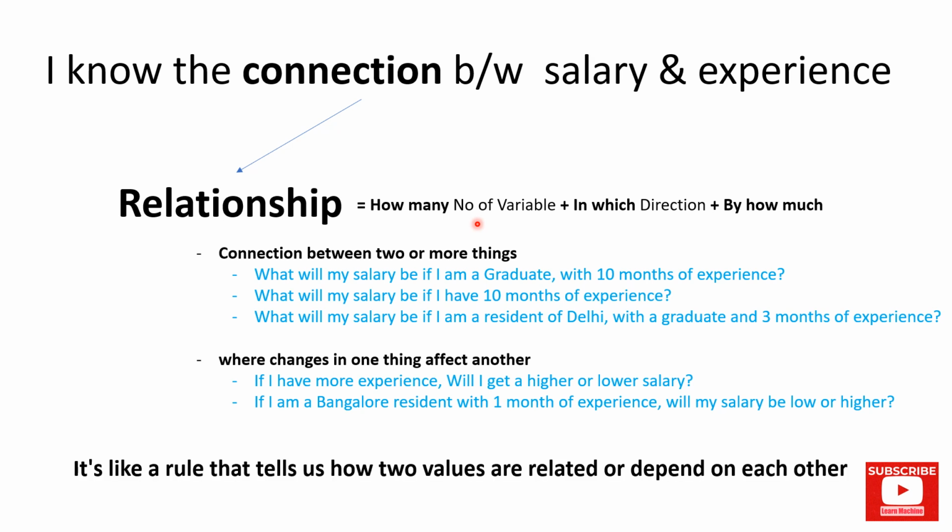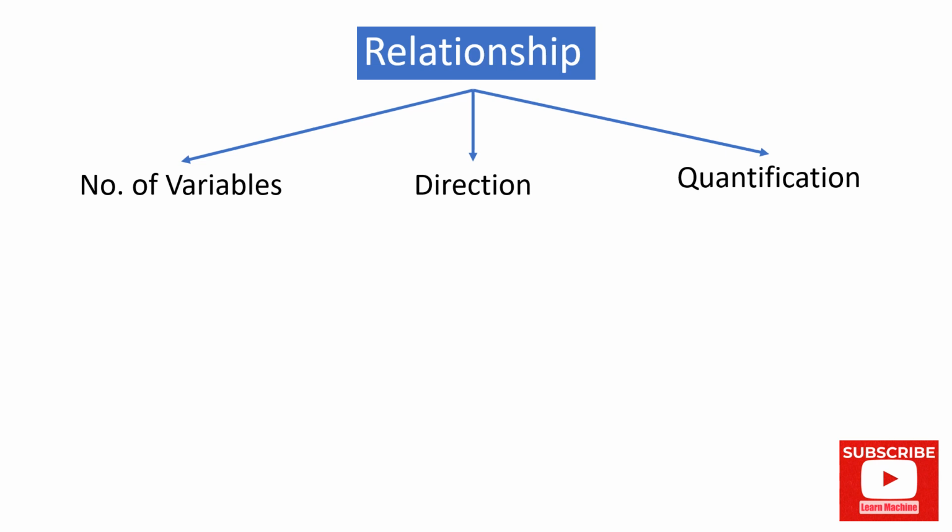In short, a relationship is like a rule that tells us how two values are related or dependent on each other. Now, to summarize, a relationship has three aspects: the number of variables, direction, and quantification. Now, let's start with the number of variables.